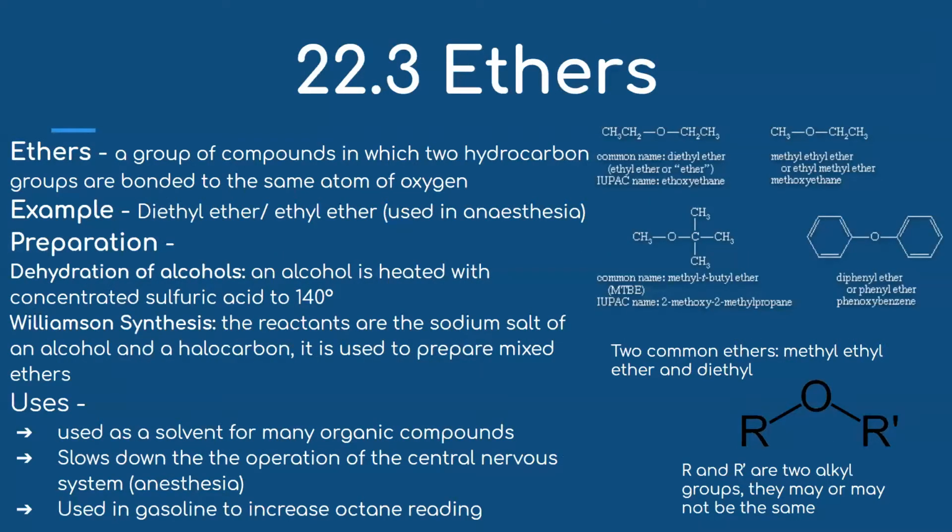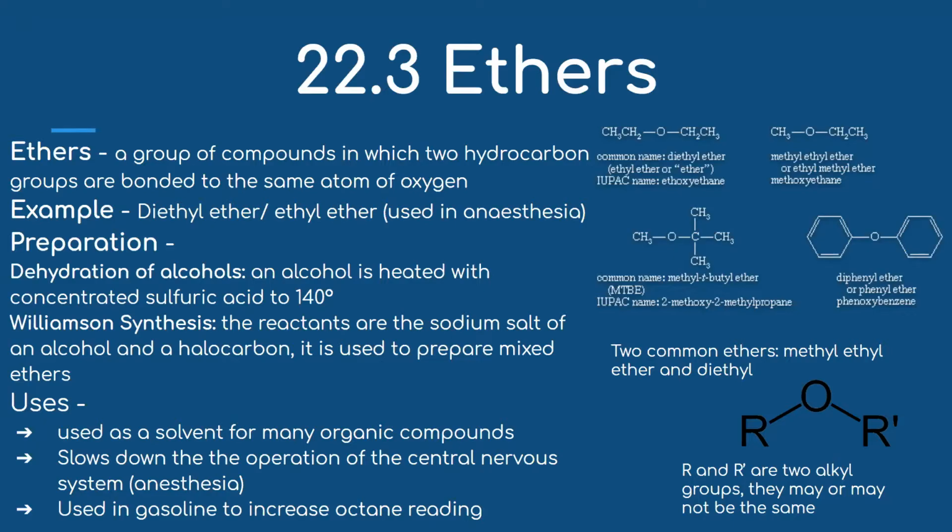The next section is about ethers. An ether is a group of compounds in which two hydrocarbon groups are bonded to the same atom of oxygen. An example of an ether is diethyl ether, also called ethyl ether, and it is used in anesthetics. As you can see in the first diagram, these are some examples of ethers and their structures.